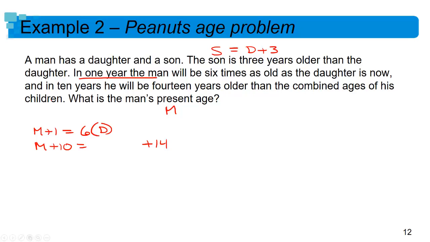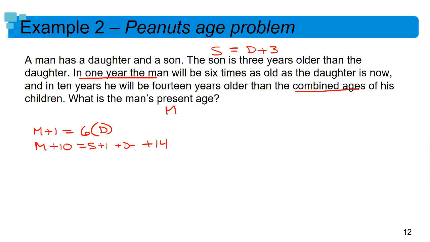Okay, so let's read that. It's the combined ages of his children when? In 10 years, he will be 14 years older than the combined ages of his children. Do you notice how it doesn't say the combined ages of his children now? So those ages are his children's ages also in 10 years. So he'll be 14 years older than the combined ages of his children, which is going to be son plus 10, because that's how old he is in 10 years, plus daughter. Oh, sorry, not plus 14, plus 10, because it's 10 years from now, right?